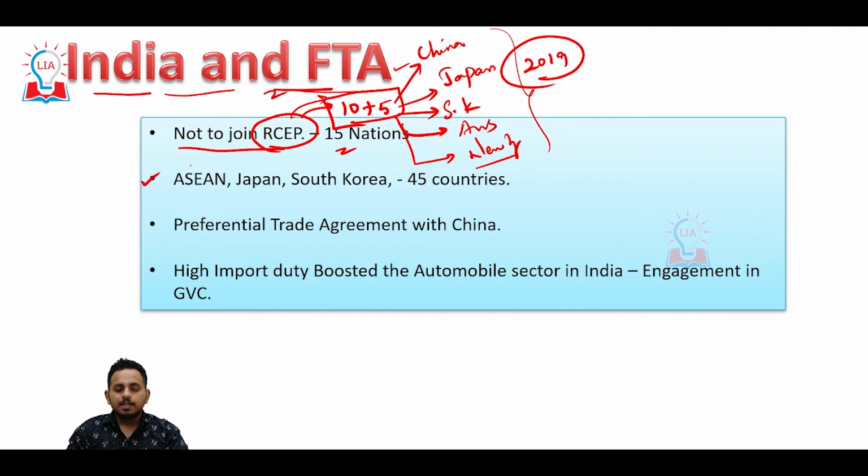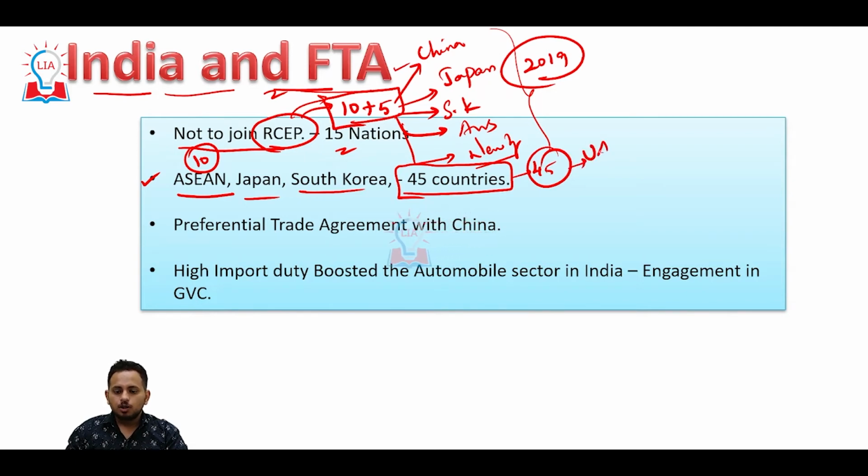Next one, India has free trade agreements with ASEAN, the 10 countries of ASEAN, Japan, South Korea and also almost 45 countries in total. These are the countries with which India has free trade agreements, and now UAE has been added to the list. India has a preferential trade agreement with China.